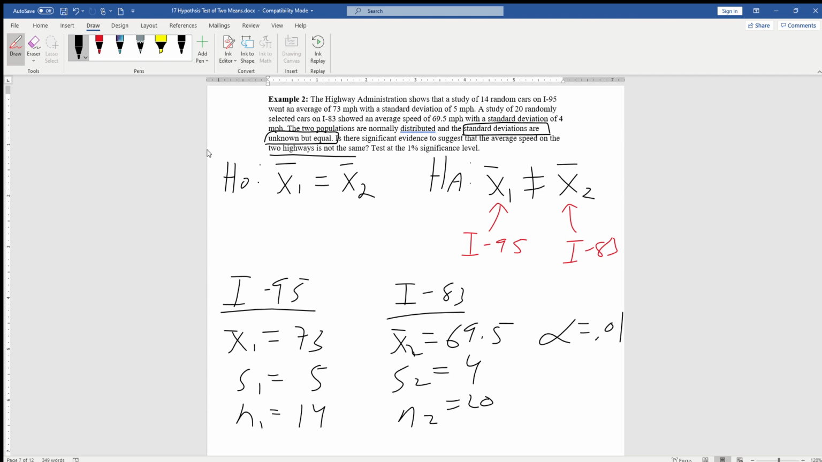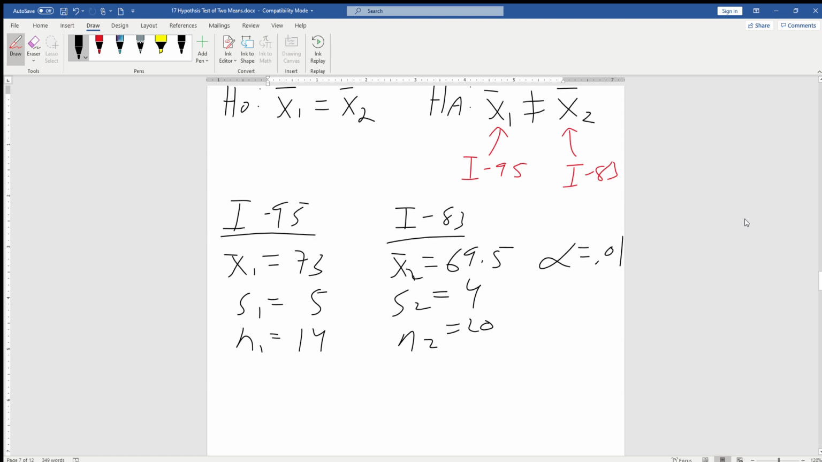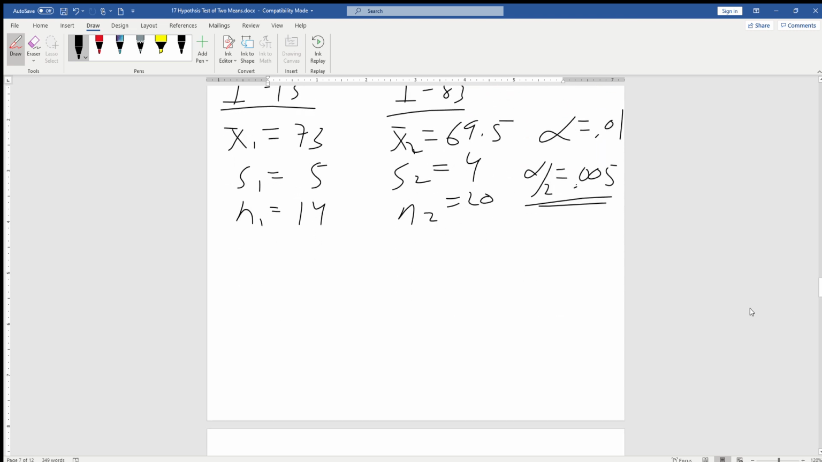Now notice that because it's a two-tailed test, we have to split the alpha level. So alpha over 2 is 0.005, and that's the value we're going to use to look up the critical t. Now we're going to go to the t distribution. For T critical, alpha over 2 is 0.005, and the degrees of freedom are going to be 14 plus 20 minus 2. That should be 32.